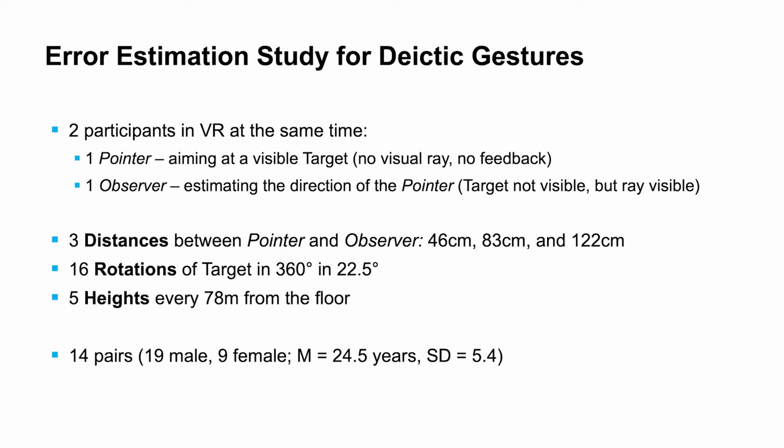Over the course of the study, we varied the distance between pointer and observer in 3 different steps, as well as the rotation of the target around the pointer in the full 360 degrees, as well as the height positions of the target on the cylinder walls. While this was a within-subject design, pointer and observer kept their roles over the course of the study. In total, we recruited 14 pairs, with 19 male participants, 9 female participants, and an average age of 24.5 years.